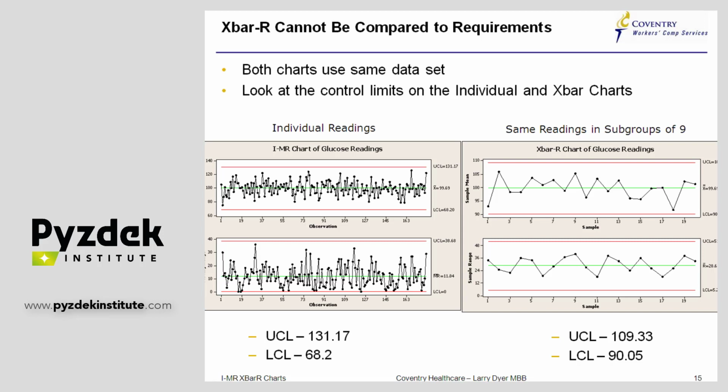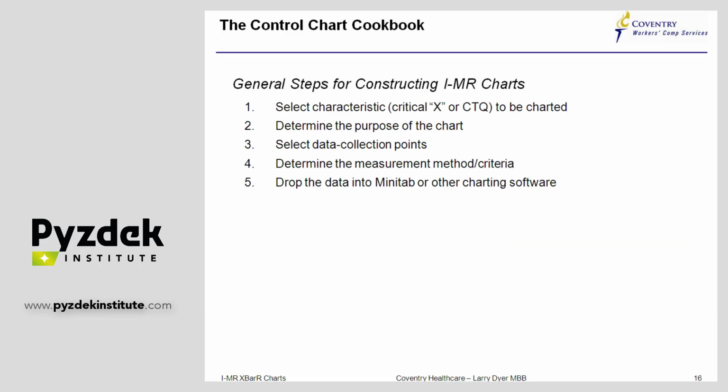Good. So it's real easy to construct the IMR chart. You just have to figure out what am I going to collect data about, then the purpose of the chart, set up your data collection points, and like I said, rarely do we have opportunities where we have enough data where we could even use the XBAR-R. Determine if you need any special measurement method or criteria, and then drop it into Minitab or some other charting tool. It's pretty simple.